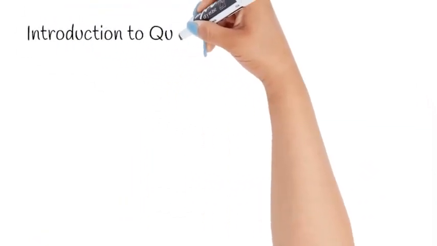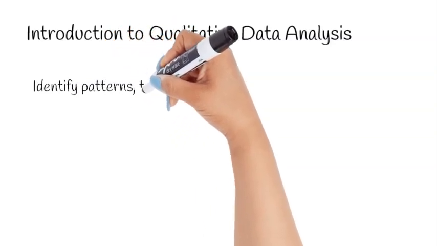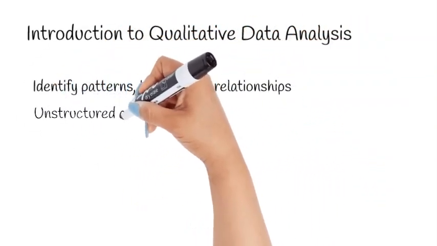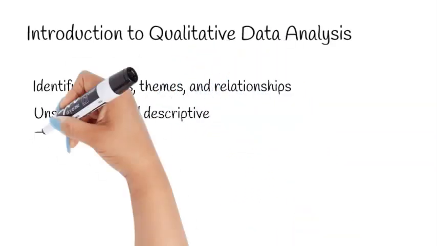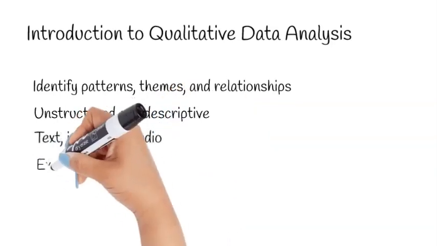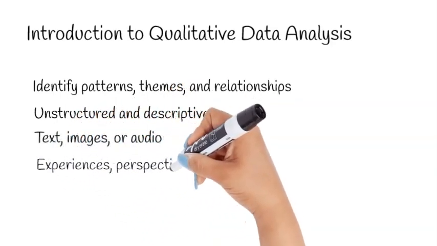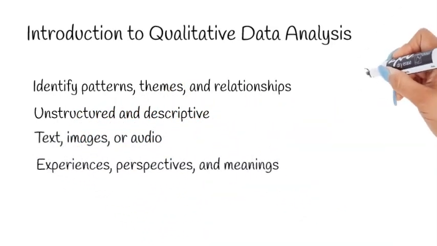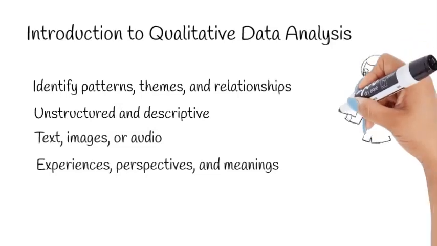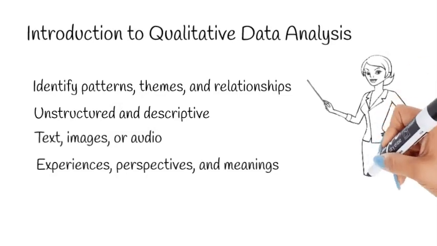Qualitative data analysis is a critical part of conducting a qualitative study, and its purpose is to identify patterns, themes, and relationships in the data collected. Qualitative data is often unstructured and descriptive, and it can take the form of text, images, or audio. Using qualitative data analysis, researchers aim to understand participants' experiences, perspectives, and meanings of a particular phenomenon or issue.